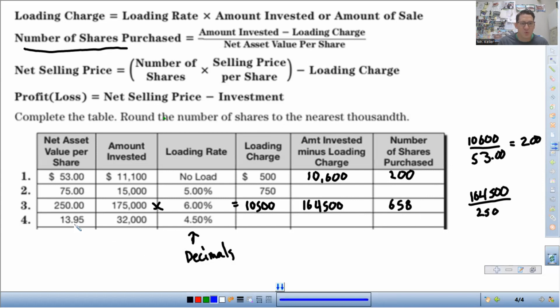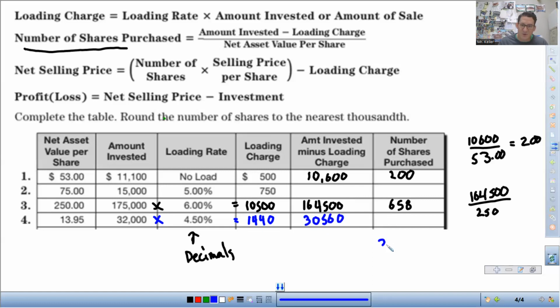All right, one more example. Do this one in blue. So multiply this. So 32,000 times 0.045. That is 1,440. The amount invested minus the loading charge. So that comes 32,000 minus 1,440. That comes out to 30,560.